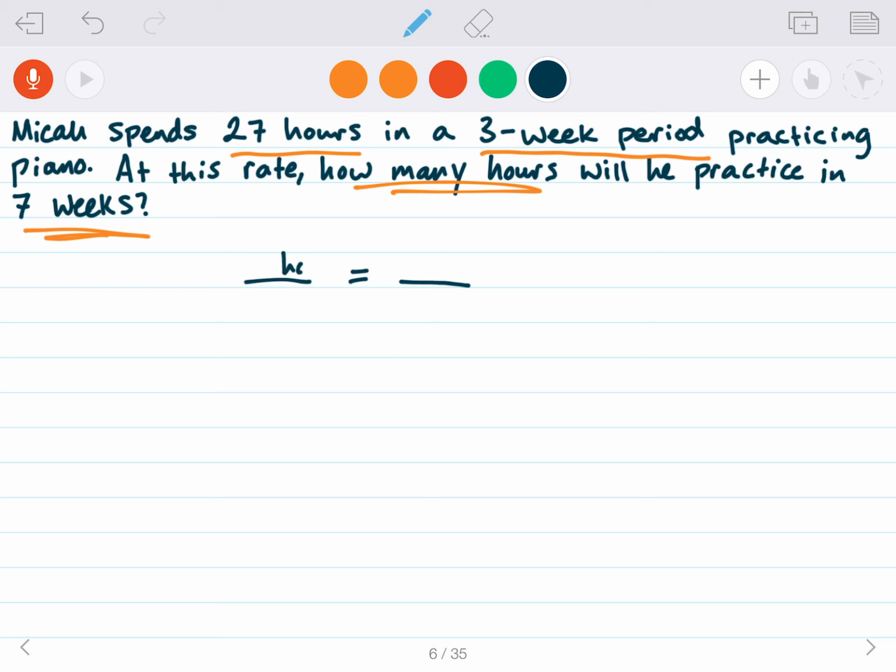So it doesn't matter what you put on top. I'm going to put hours on top. But we have to make sure if we put it on top on the left side of the equal sign, we have to put it on top on the right side as well. So hours to hours over weeks.